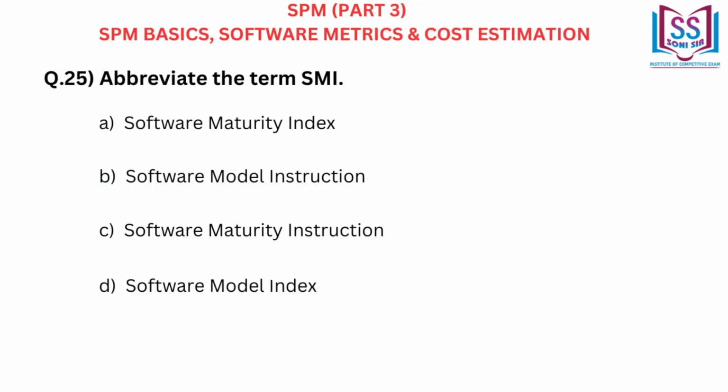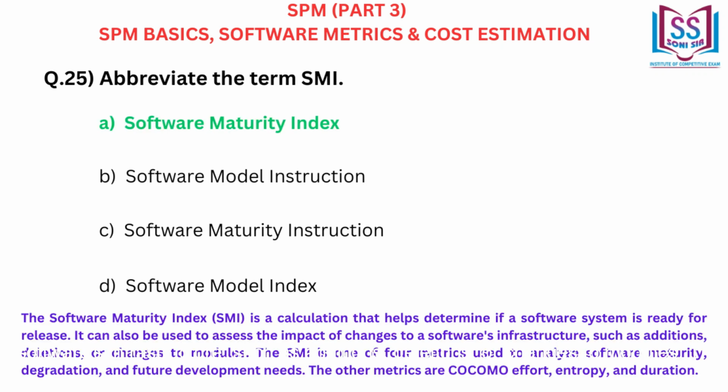Abbreviate the term SMI. A. Software Maturity Index. B. Software Model Instruction. C. Software Maturity Instruction. D. Software Model Index. Correct answer A.